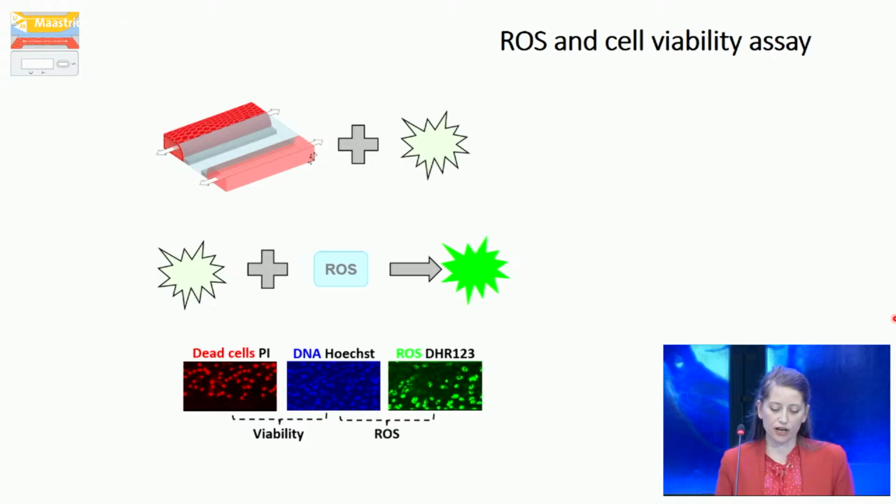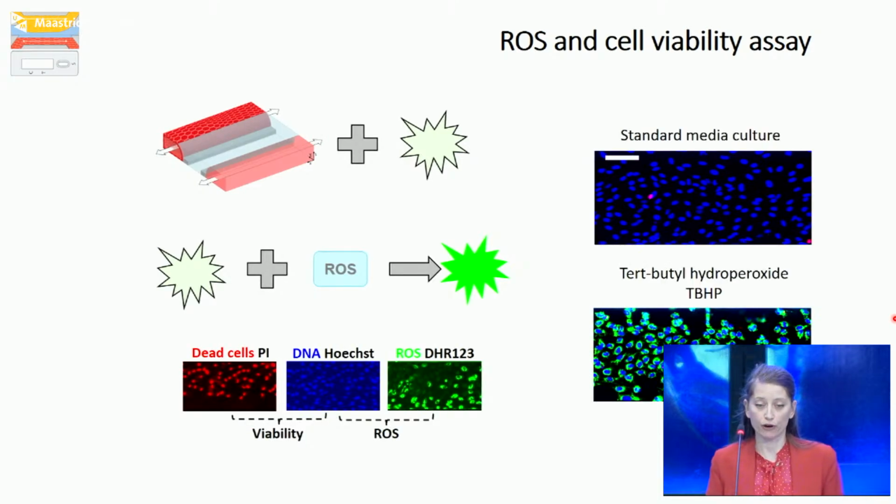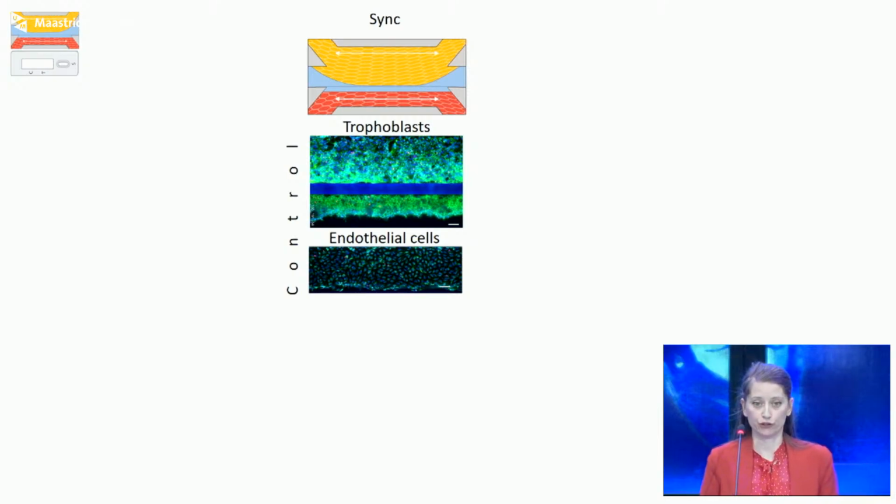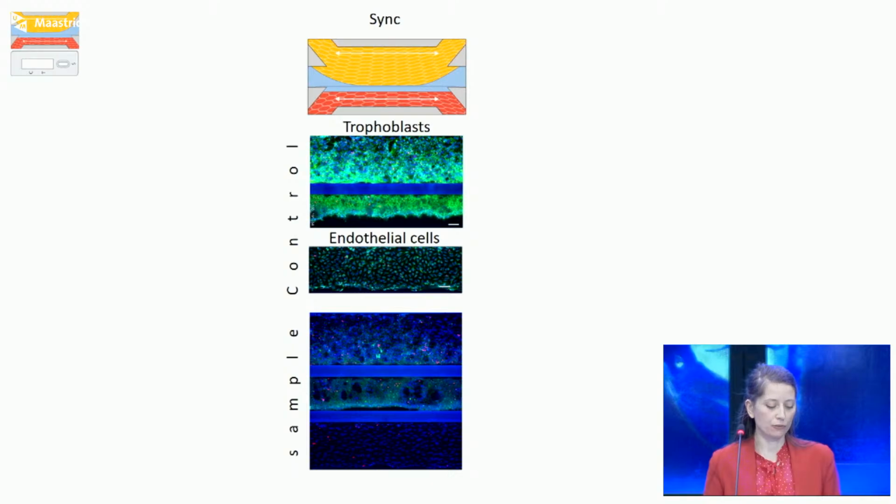As a control, we use a strong oxidant called tert-butyl hydroperoxide, which, as you can see from the picture, gives a very strong green signal, meaning that the ROS are present without killing the cells. We apply the assay at our standard culture conditions, so when the trophoblasts were syncytialized. We can see that the control has worked, as in both types of cell we have this strong green signal. And when we look at our sample, the model, we can nicely see that on the side of the trophoblast, we have a weak signal. And this is what we expected.